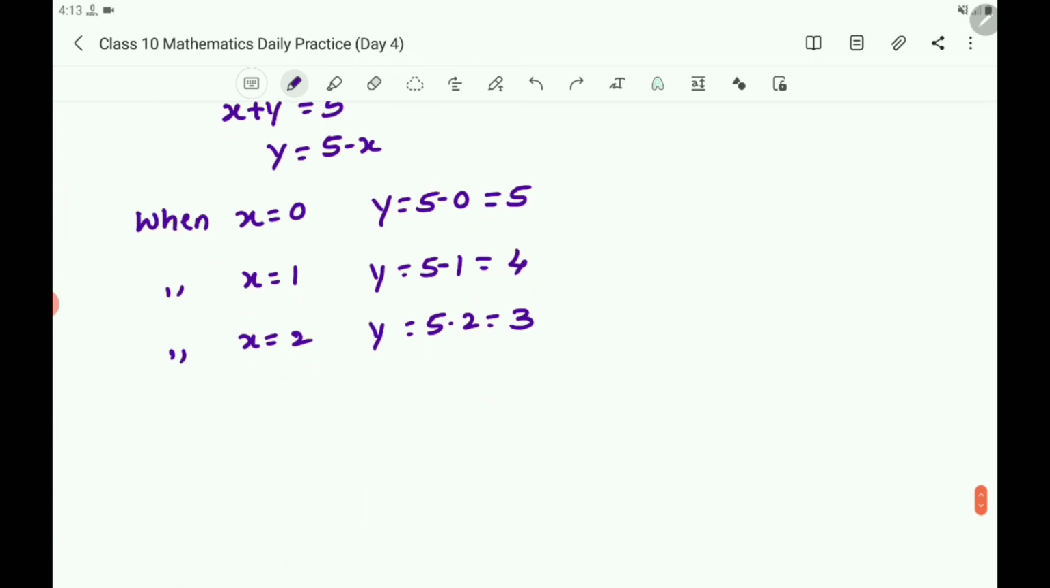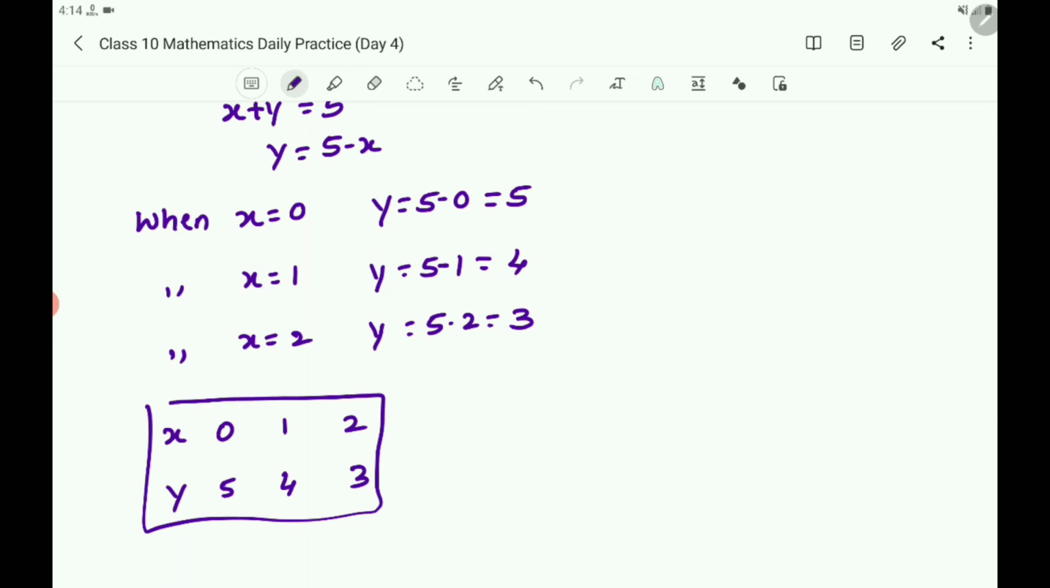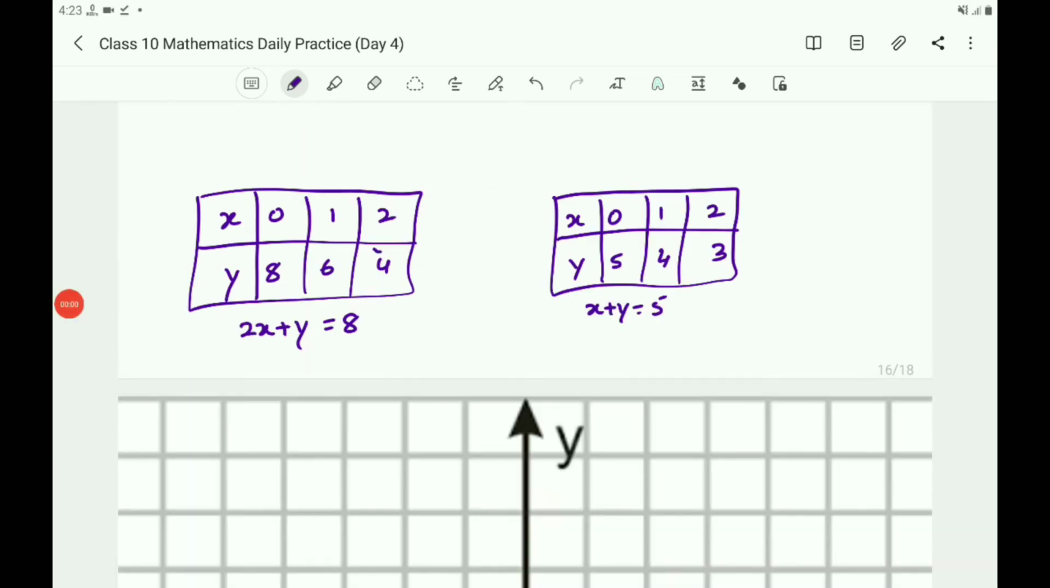Then you have the chart, x value, y value. x values are 0, 1, 2. y values are 5, 4, 3. And this is the chart for the second linear equation. Now let us come to the graph.